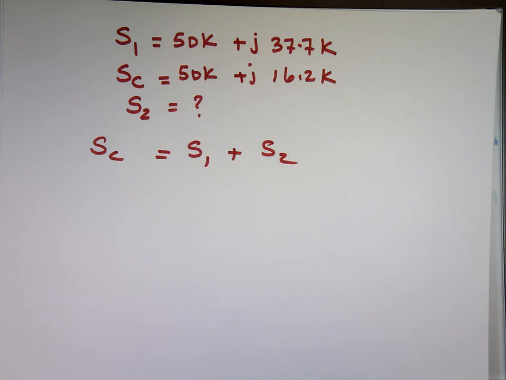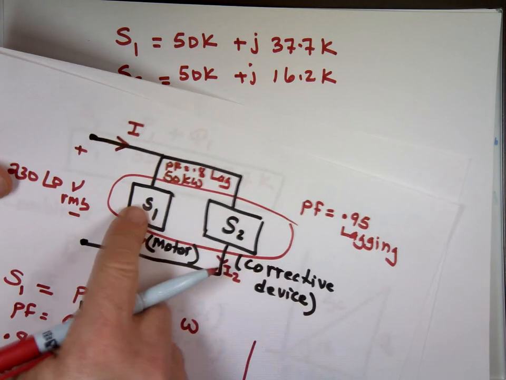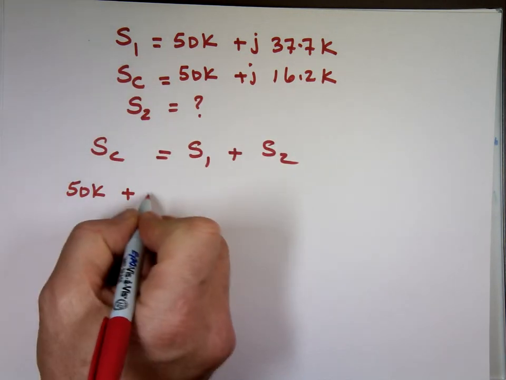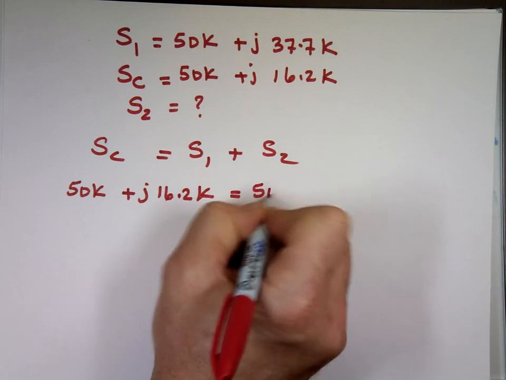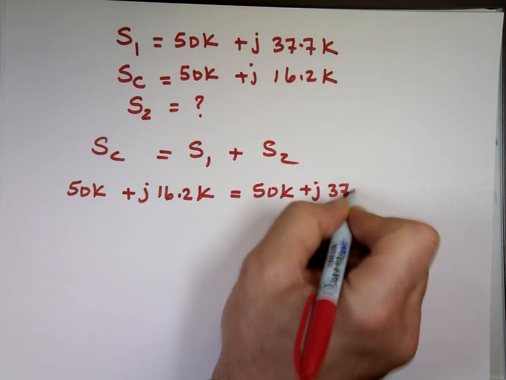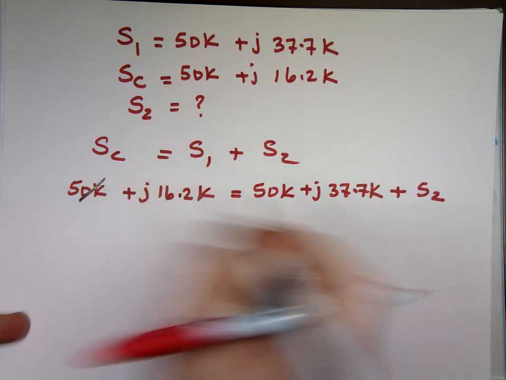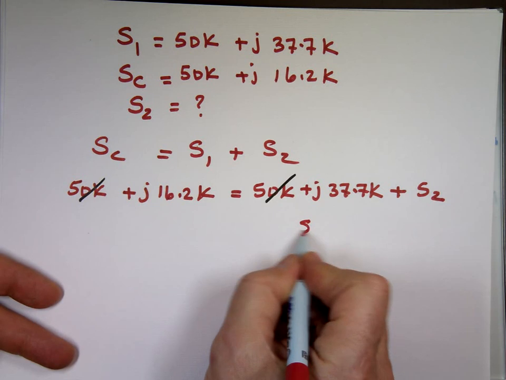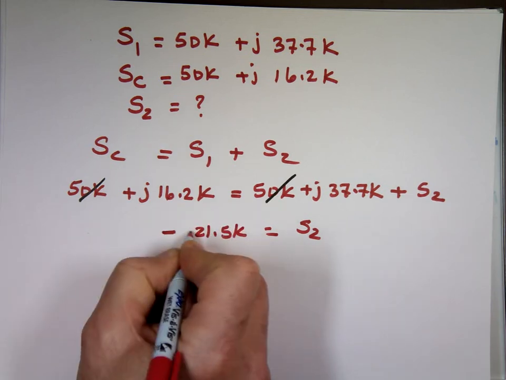Are you adding the real to the real, imaginary to imaginary? Yes, you're just adding the complex power of each one. So 50K plus j16.2K equals S1, which is 50K plus j37.7K, plus S2. What happens to the K's? They cancel each other out, and that tells me S2 has to be a negative what? What is 16.2 minus 37.7? 21.5K, that's j. It's a negative value.